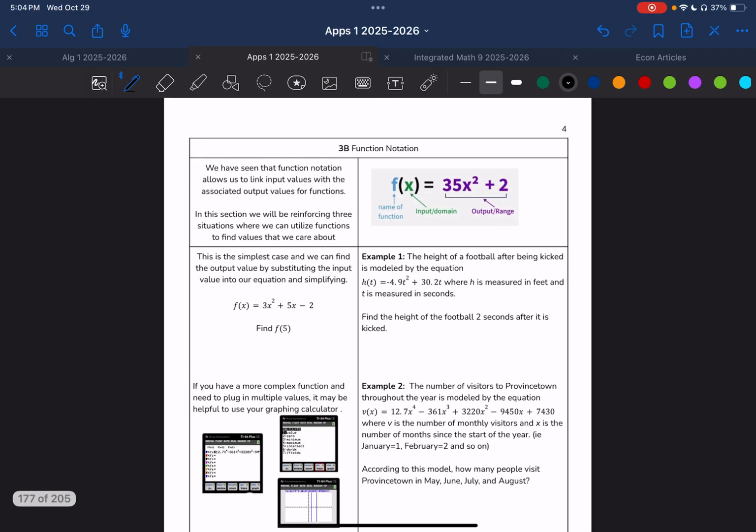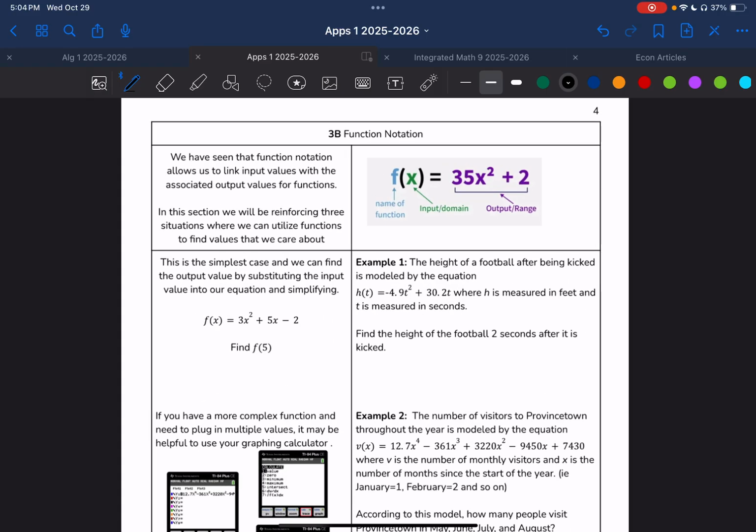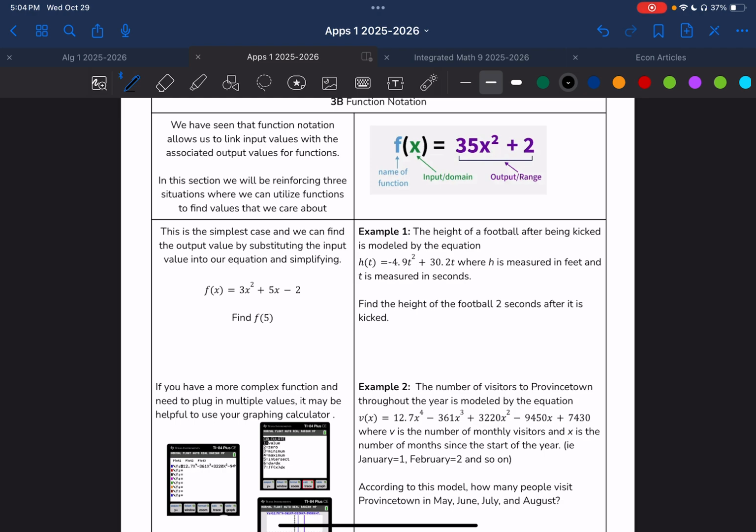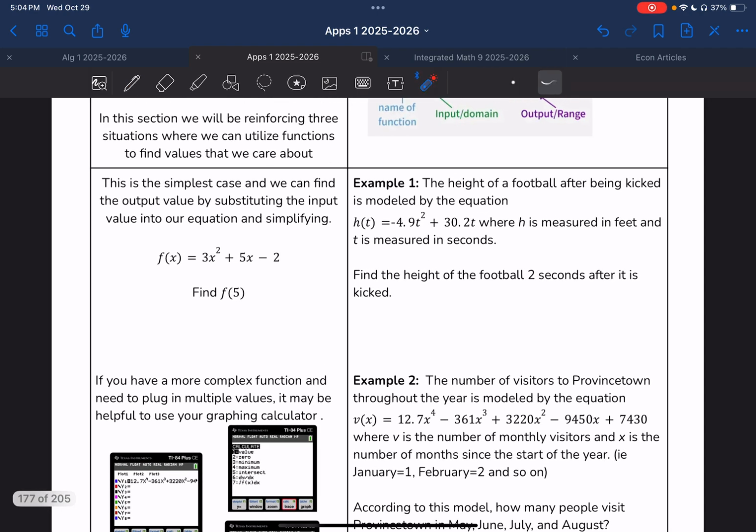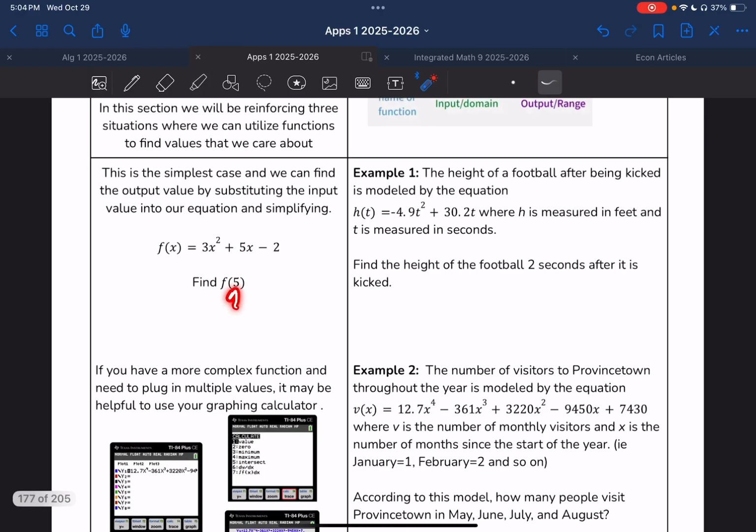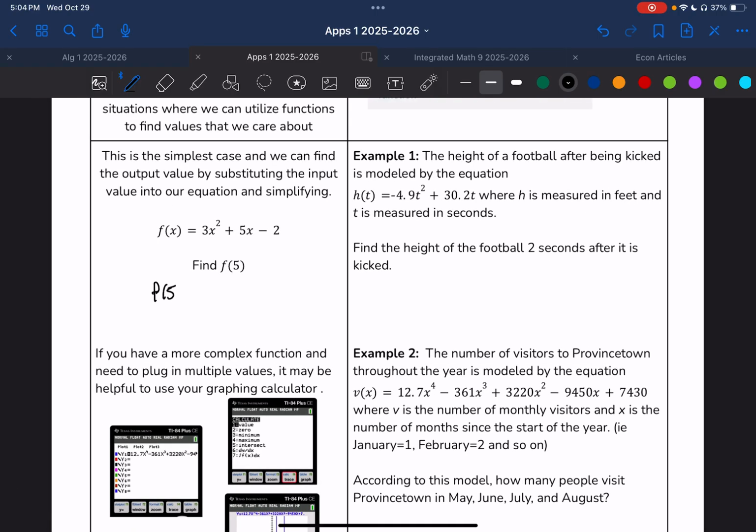But generally, when we're talking about function notation, I talked about 4 different cases we might be dealing with. The most straightforward one is where we have a function and a specific input value. For example, f of x is equal to 3x squared plus 5x minus 2, and we're trying to find f of 5. We're trying to find the output when the input is 5. So everywhere we see x, we replace it with 5. That becomes 75 plus 25 minus 2, which is 98.